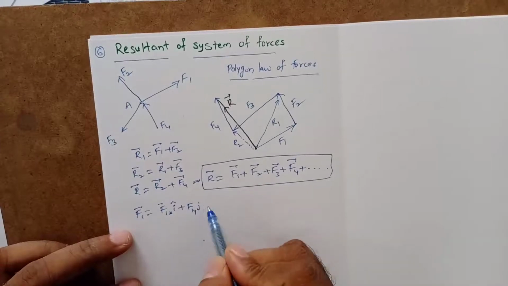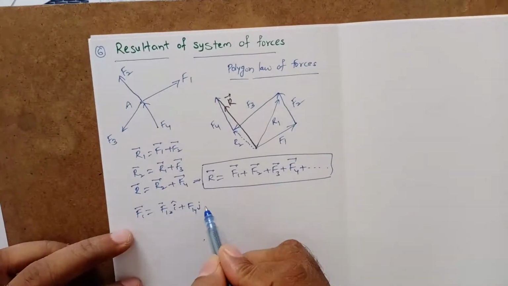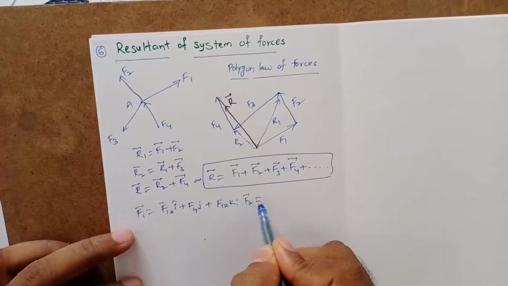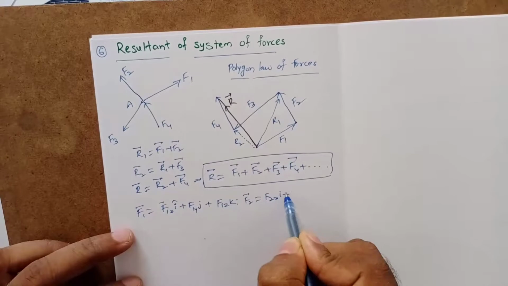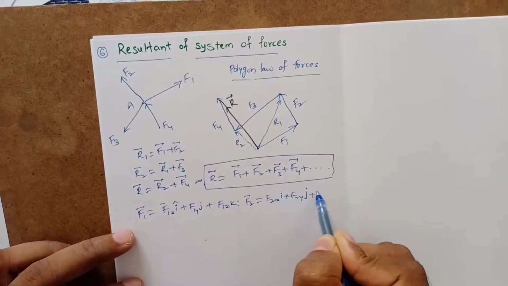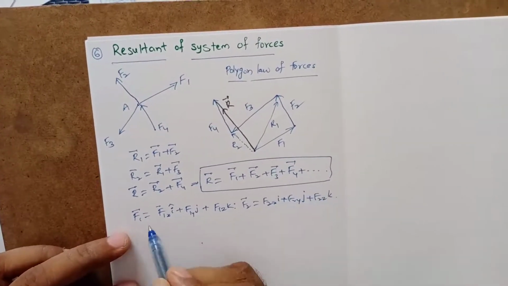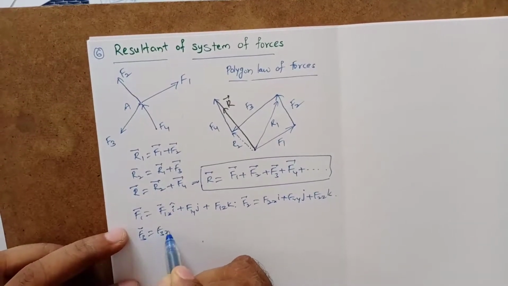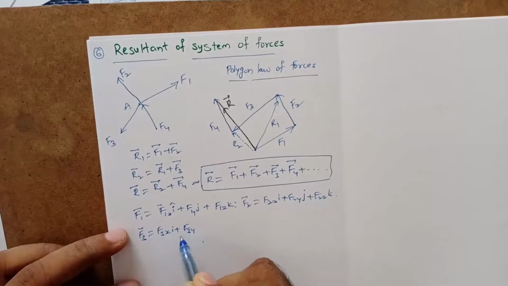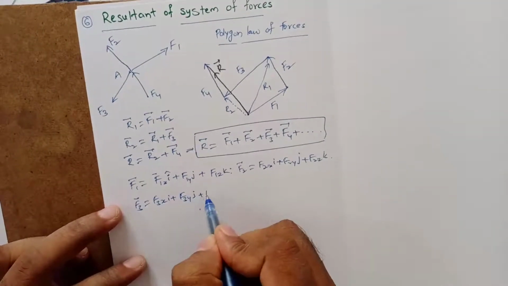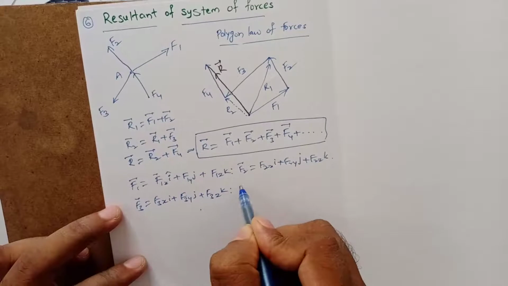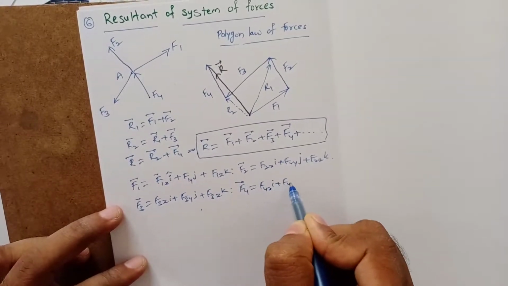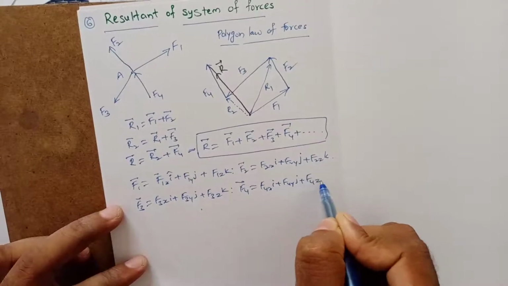f1y j cap plus f1z k cap. Similarly f2 bar, so f2x i cap, f2y j cap, f2z k cap, and so on. Let's write f3 also. f3 is equal to f3x i cap, f3y j cap, and f3z k cap, f4 is f4x i cap, f4y j cap, f4z k cap.